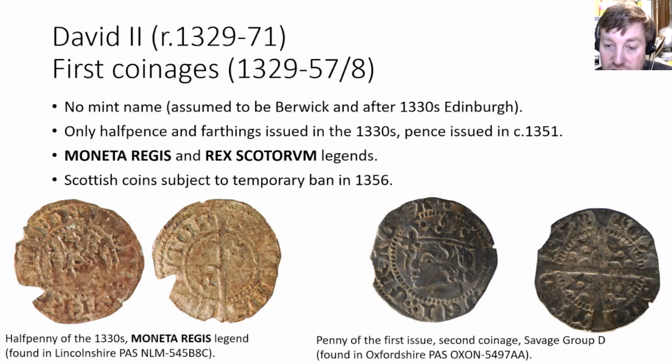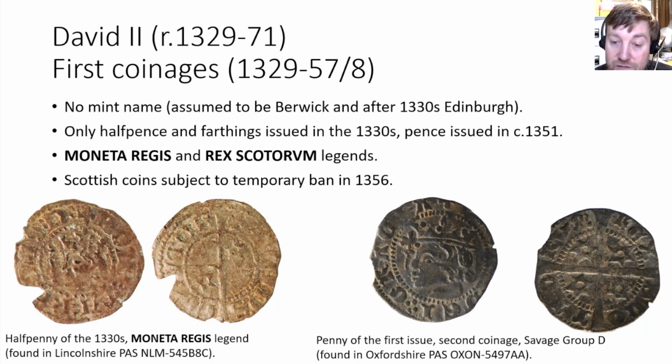And so these pennies, which are not as common as what we see for the earlier coins of Alexander the Third and Baliol, were produced in the name of King David, and they are currently divided into five main types based on my die study. Again, these coins do not name the mint on the reverse. Again, we have the Rex Scotorum legend.